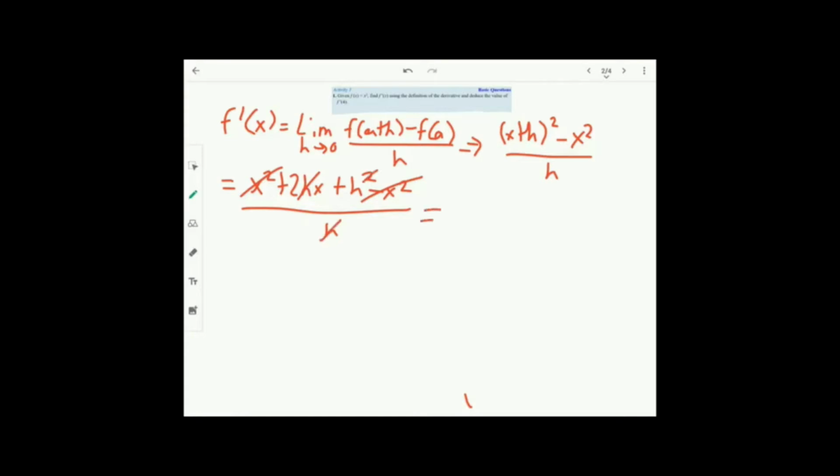Now since h tends to 0, it becomes 0. So the derivative is 2x. But that's not the full answer. They want the value of f prime of 4. Very easy, we just have to substitute. So f prime of 4 is equal to 2 times 4, which is 8. So you guys can check your answer and we'll move on to the next point.